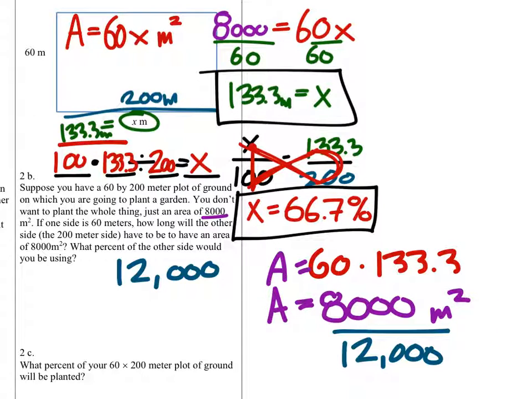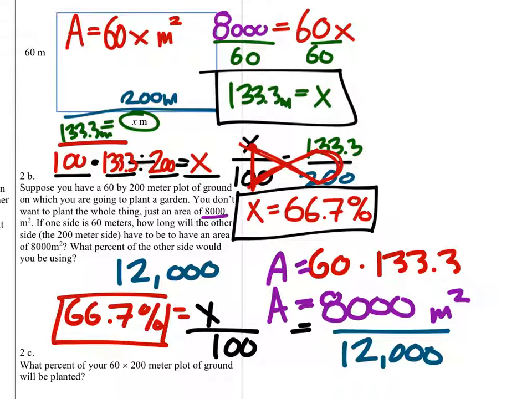then we can set up another percent proportion. X over 100, and this comes out also to be 66.7% of the entire lot. The reason these are the same is because we didn't change the 60 meters. Originally we looked at what percentage of the length is used, and since we didn't change the width, it's going to be the same portion of the garden that's used.